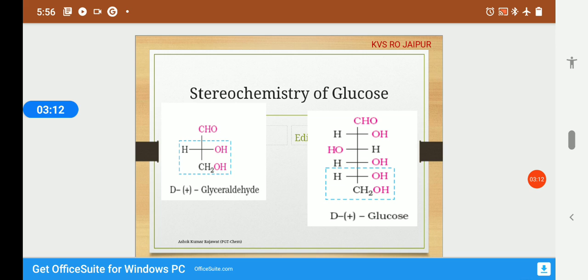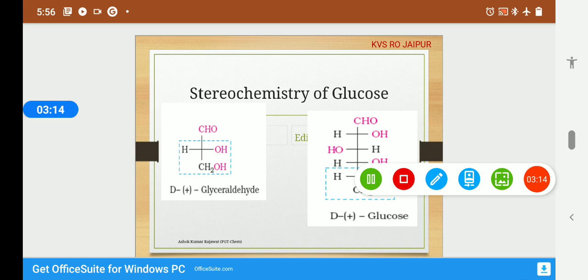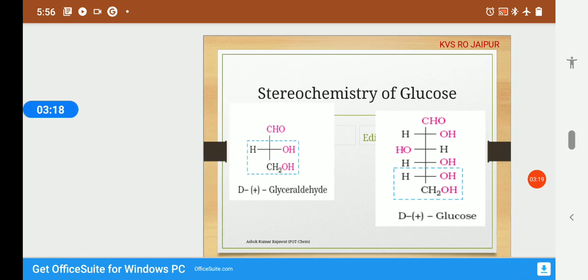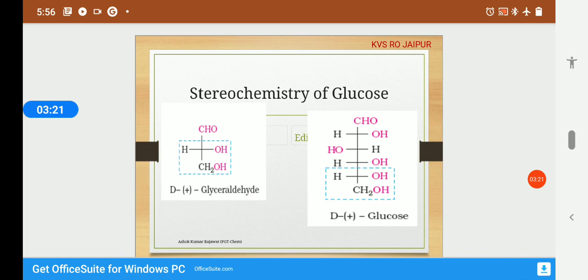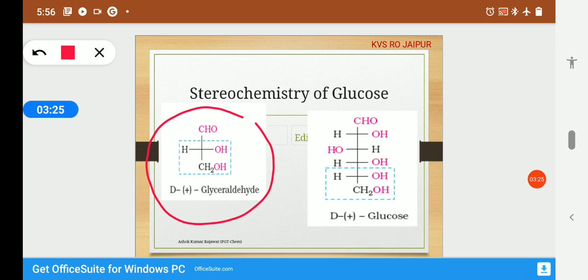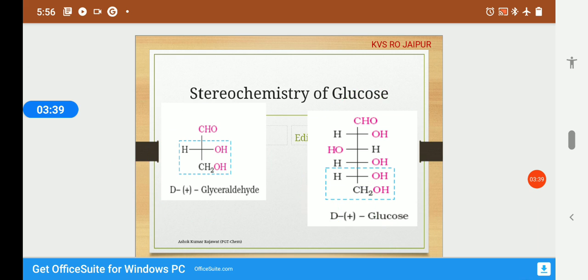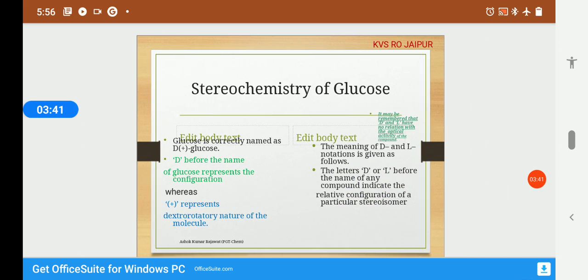Now, here we will discuss the stereochemistry of glucose. Here, the structure of glyceraldehyde is shown. Glyceraldehyde is the smallest carbohydrate. Here, the structure of glucose is also shown. Here, the D and plus notations are given. What these notations reveal, we will see in the next slide.